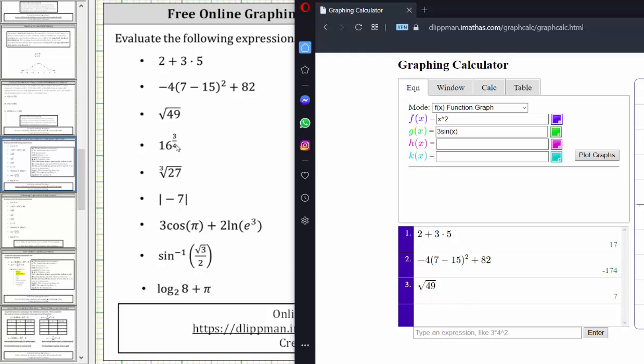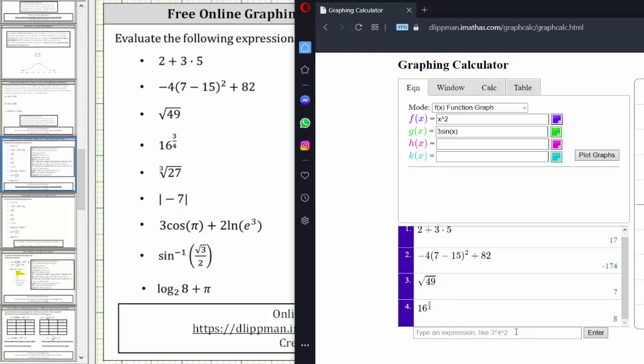Next we have 16 raised to the power of 3/4. For this expression, we do need parentheses around the exponent, so the entire fraction is in the position of the exponent. Clicking in the expression cell, we enter the base of 16, and then the exponent key or caret, which is Shift 6, open parenthesis, 3 divided by 4, close parenthesis. Notice how the parentheses indicate 3/4 is the exponent on 16. If we click Enter, we can also see here that the exponent is 3/4, and the expression is equal to 8.